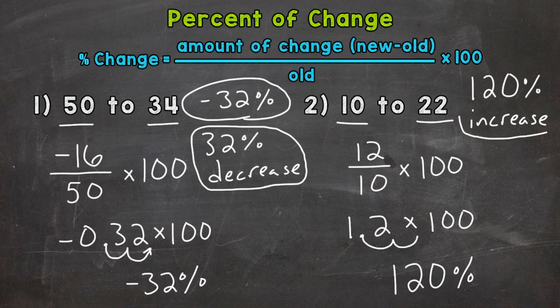Now remember, we can always tell if we have an increase or decrease based on positive and negative. A positive represents an increase. A negative represents a decrease. And we can always double check with the problem. So for example, number one, we started with a 50 and now we have a 34. So we decreased in value. So that's going to be a percentage decrease. Number two, we started with a 10 and now we have 22. So we increased in value, and that's going to be a percentage increase.